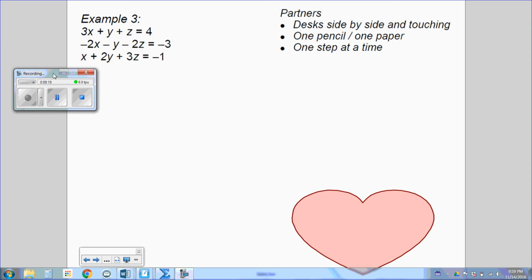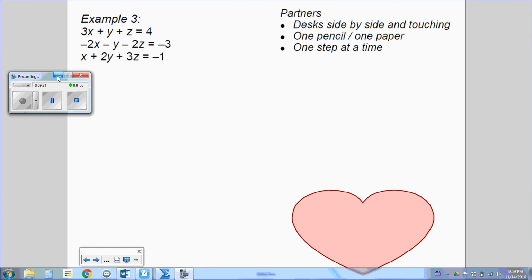Okay, here's one for you to try completely on your own. Hopefully you're working with a partner. You can put your desks side by side and touching. You can have one person write with the pencil on the paper, moving one step at a time. If you'd like to, you can switch off steps.